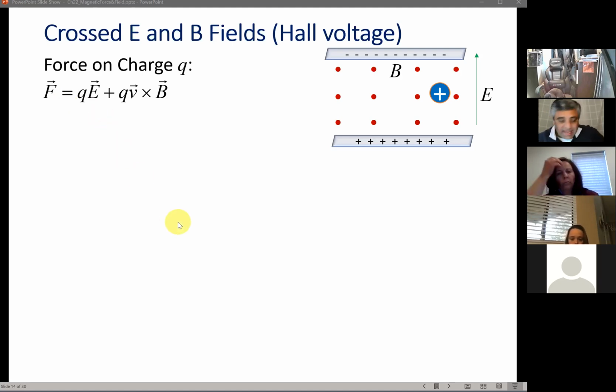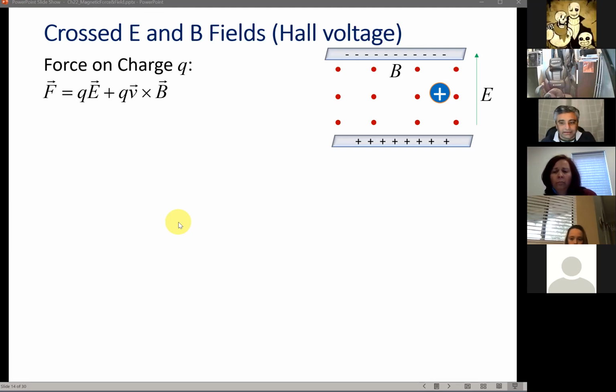So I see a hand. Yes, Levi? Wait, wouldn't the velocity be upward due to that electric field? Yeah, if this was just the electric field, then yes. Okay. So let's suppose we insert this, we fire this charge in that region, in that direction.